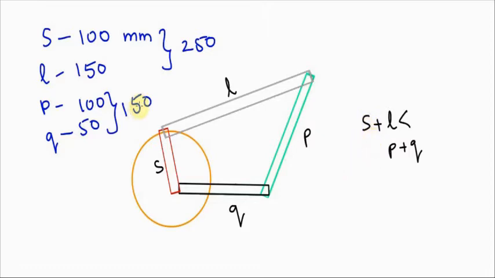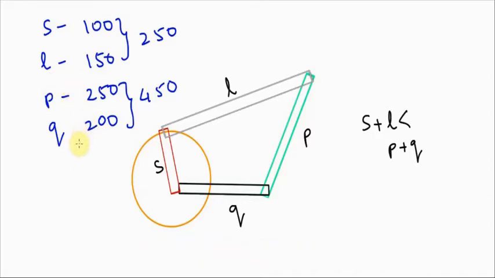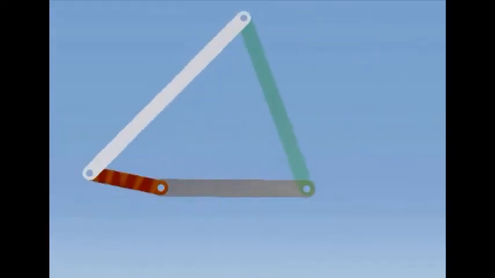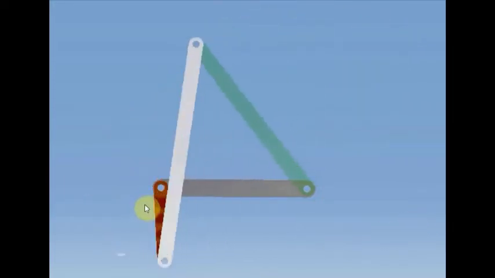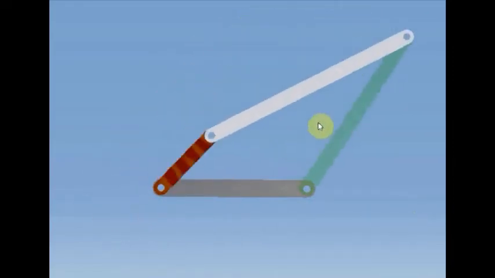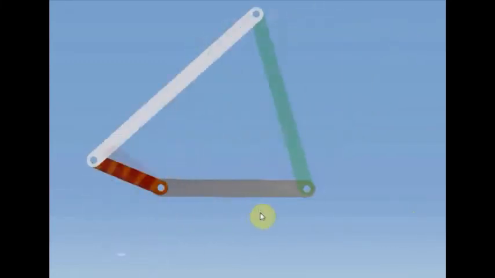So let's move back to our previous dimensions. So yeah, here we have S plus L less than P plus Q. Well, as I have followed the Grashof law, the mechanism should work. So I have simulated this mechanism. So let's see if it works. So our mechanism does work. Well, obviously we followed the Grashof law. So here's the input link, which is basically a crank, the connecting link, and the output link. And yeah, of course, the fixed link, which is quite important for a 4-bar chain mechanism.